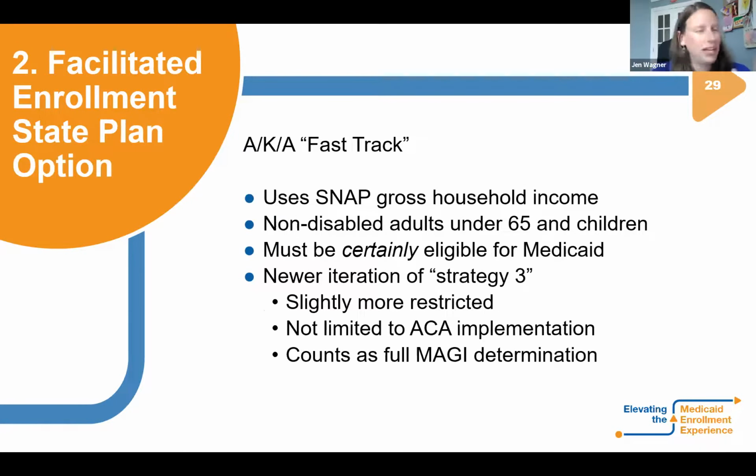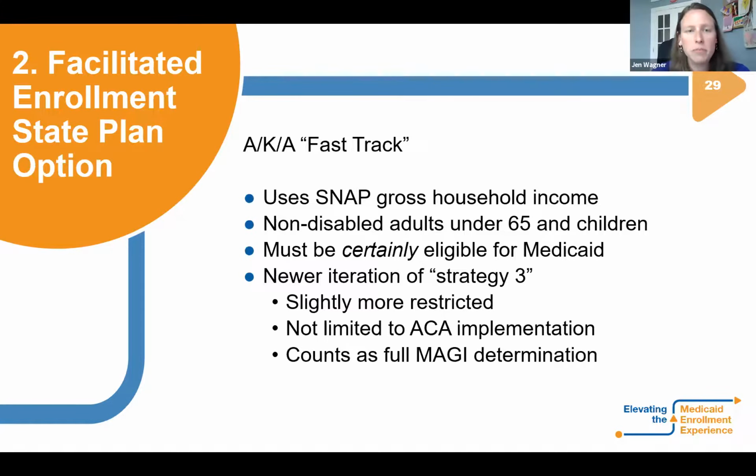The second pathway is the very, very catchy facilitated enrollment state plan option. This is also known as Fast Track. It's an option that came up from CMS in August of 2015. And the idea here is that you're using the SNAP gross household income to make a MAGI Medicaid determination.